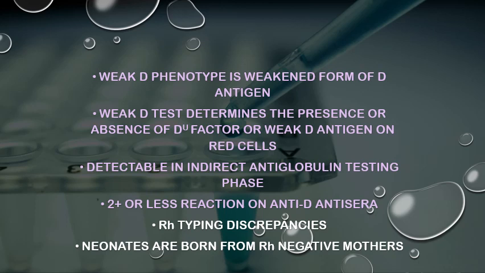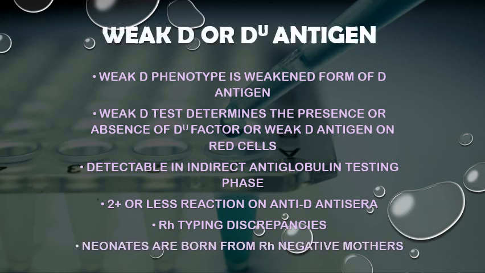We will also do this test when there are Rh typing discrepancies between current and previous results. And lastly, we'll do this when neonates are born from Rh negative mothers. If the weak D test of the baby is D positive, the mother will be a candidate for RHIG, so that the next baby of the mother will not have hemolytic disease of the fetus or newborn.